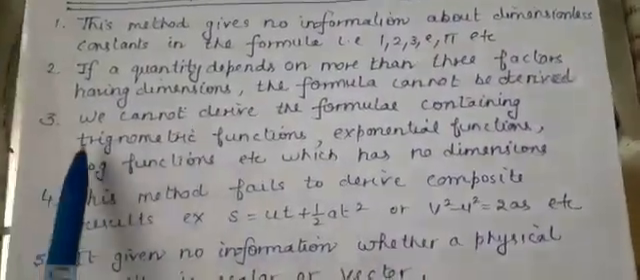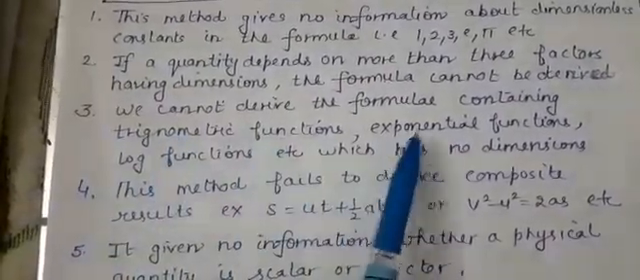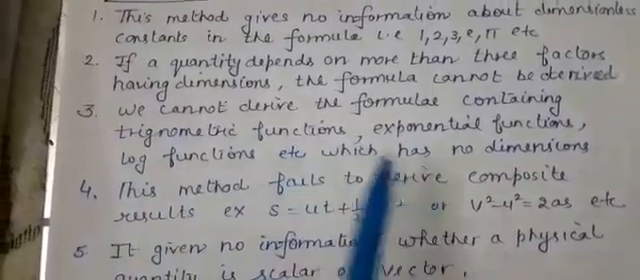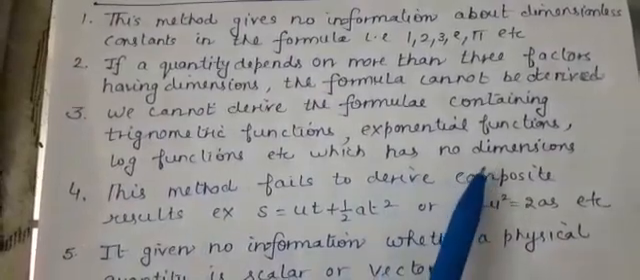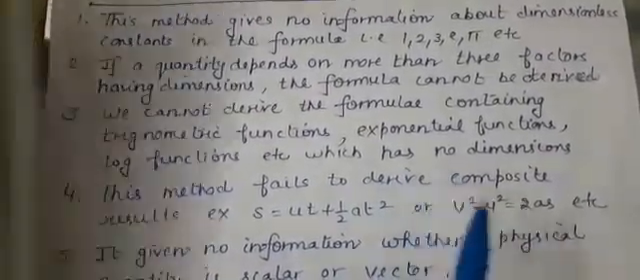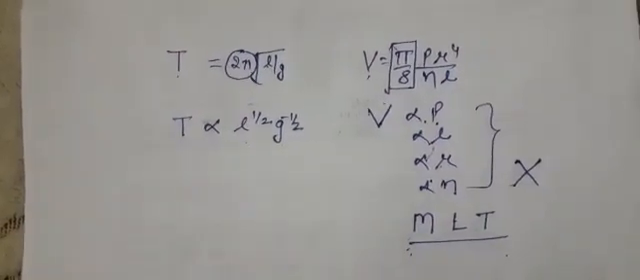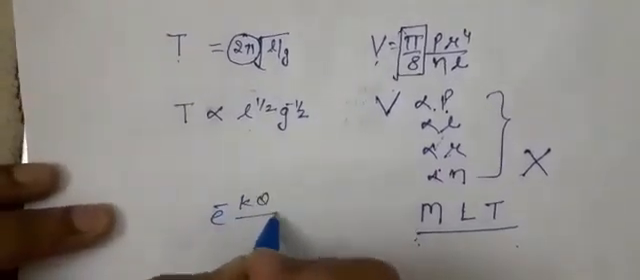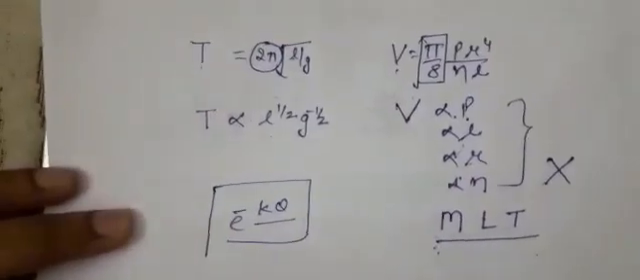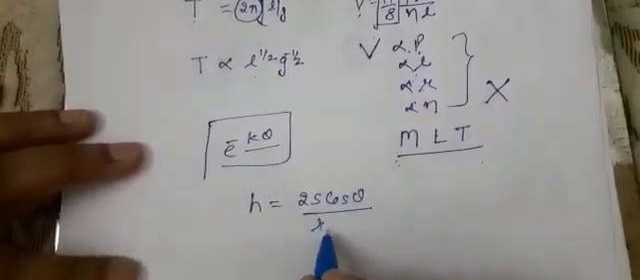Now, coming to the third limitation. We cannot derive a formula containing trigonometric functions, exponential functions, or logarithmic functions. It means those having no dimension formula. What does it mean? Exponential functions we introduced in the applications of the homogeneity principle numericals. We took e raised to the power minus k theta, whatever be the value, and treated this as dimensionless.